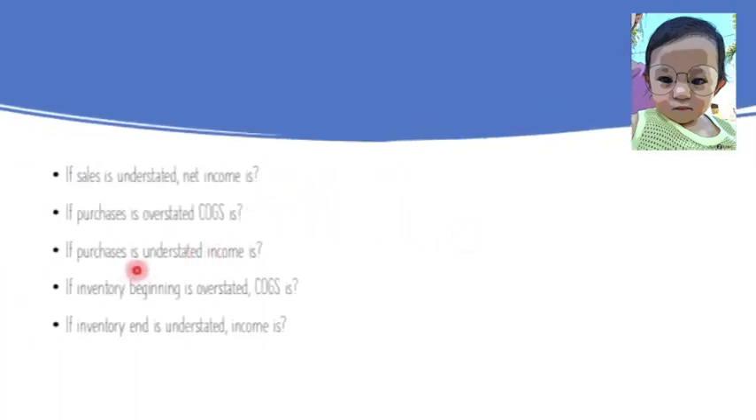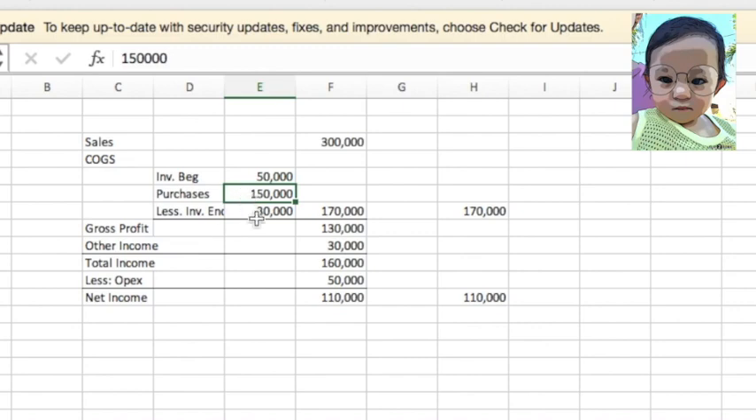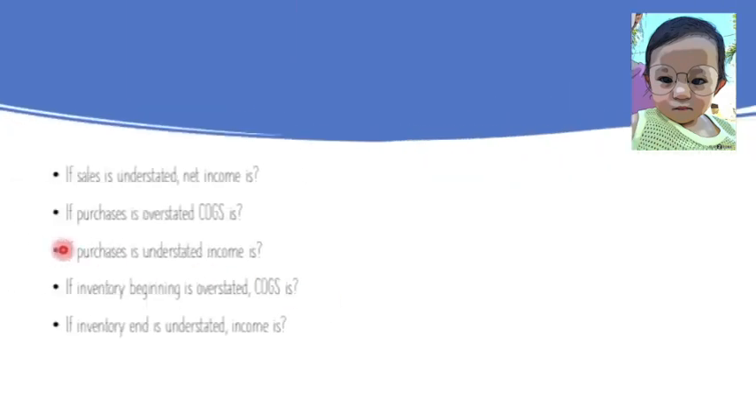How about purchases and net income? If we understate purchases, let's make it 100,000. The current net income is 110,000. If you understate purchases to 100,000, net income went up to 160,000. That means if purchases is understated, net income is overstated. That would mean they have an indirect, opposite relationship.